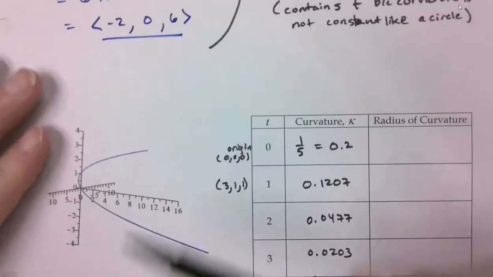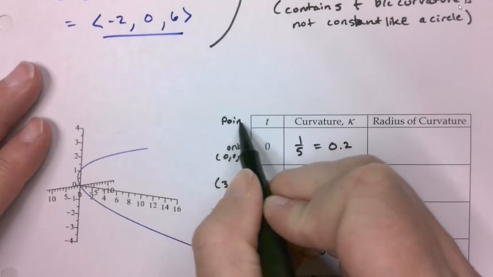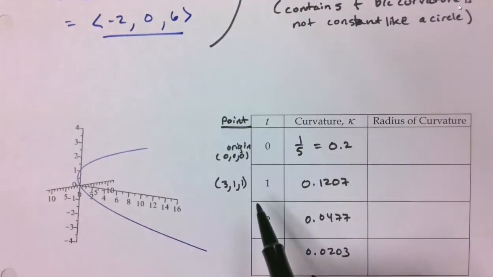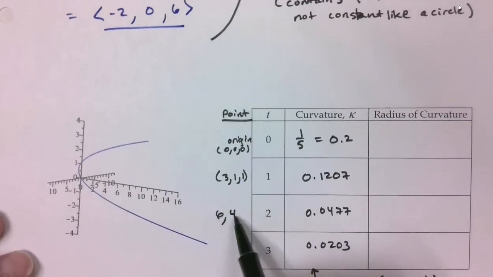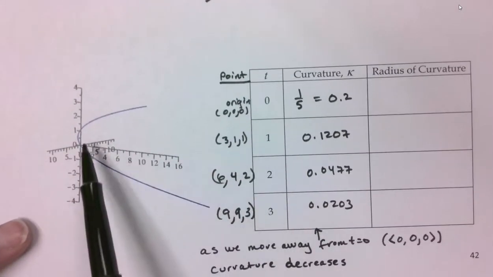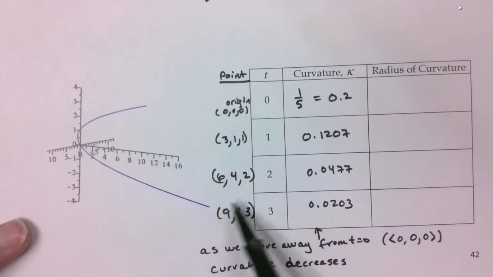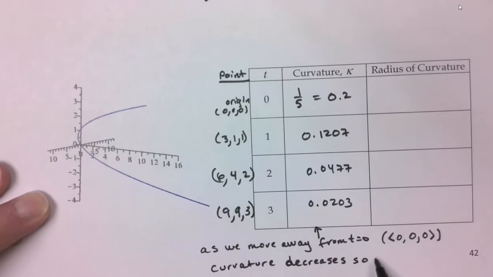As a matter of fact, I'm going to put points right here so that you can see. That one's 3, 1, 1. This one would have been 6, 4, 2. And this one would have been 3 times 3 is 9, 3 squared is 9, 3. So these are the points along the curve as you're moving through the curve. And as you move away from the origin, the curvature decreases. So the curve is flattening out.